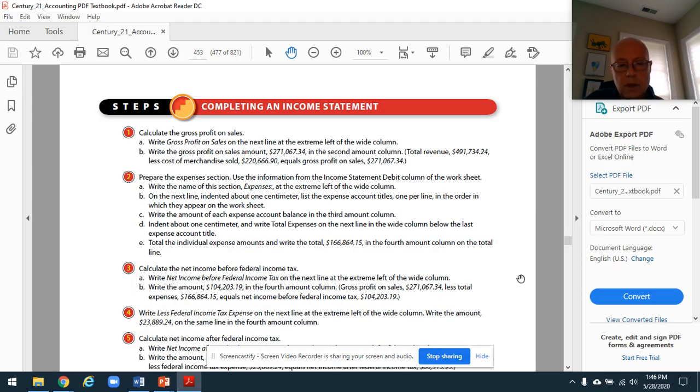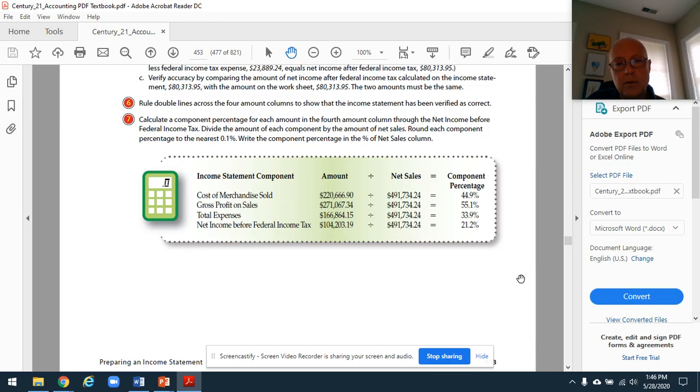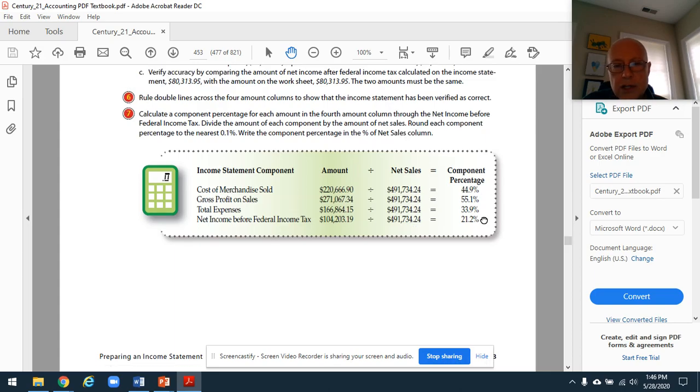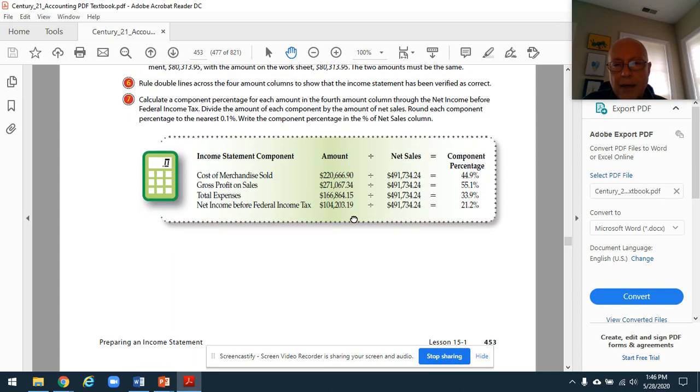Here's the steps in aggregate in the book for preparing it. And again, here's our component percentage breakdown. This is very, very useful here in the book. It's on page 453. Take a look at these percentages, and it runs the math, okay? It tells you how to do it, and how to construct these percentages. So if you add this plus this, it should equal this. That's a hint. And this plus this should equal 100%.